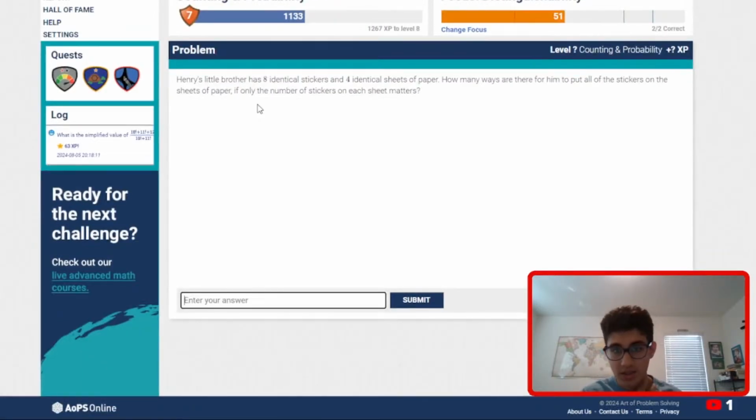Henry's little brother has 8 identical stickers and 4 identical sheets of paper. How many ways are there for him to put all of the stickers on the sheets of paper if only the number of stickers on each sheet matters? So it's all identical. Again, it's the same number thing.